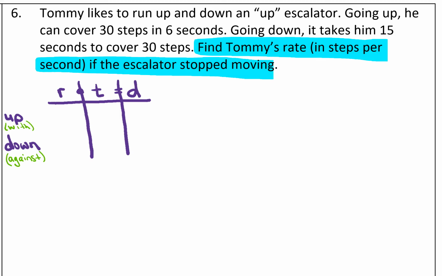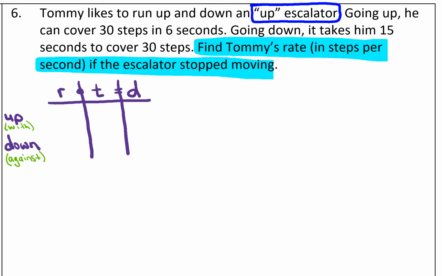So this is a distance, rate, and time problem, which is why you can see that I've created a rate times time equals distance chart. Something really important to realize in this problem is that Tommy is going up and down an up escalator. So when he goes up the escalator and the escalator is going up as well, they work together. So that means they're going to go faster. Tommy's going to go a lot faster going up the up escalator than he is going down the up escalator.